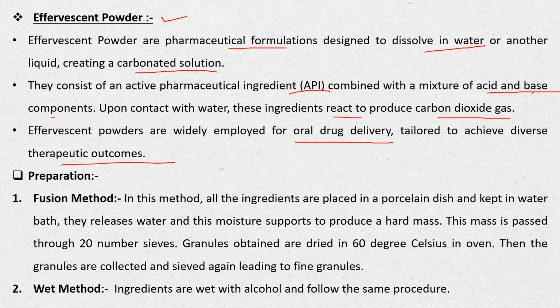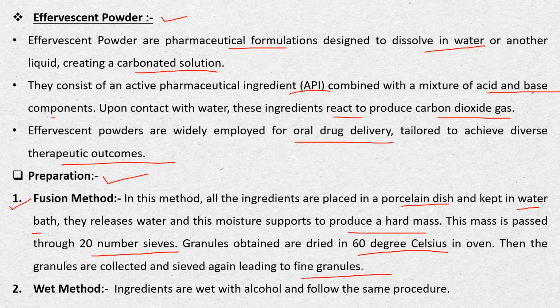So how are the effervescent powders prepared? There are two methods we can use to prepare effervescent powder. First is the fusion method. In this method, all the ingredients are placed in a porcelain dish and kept in a water bath. They release water, and this moisture helps to produce a hard mass. This mass is passed through a number 20 sieve. Granules obtained are dried at 60 degrees Celsius in an oven. Then the granules are collected and sieved again, leading to fine granules.